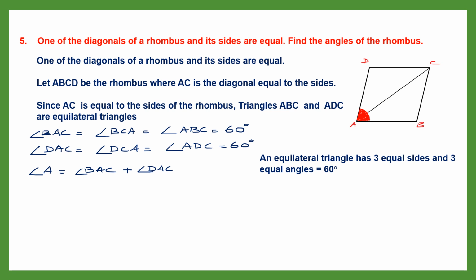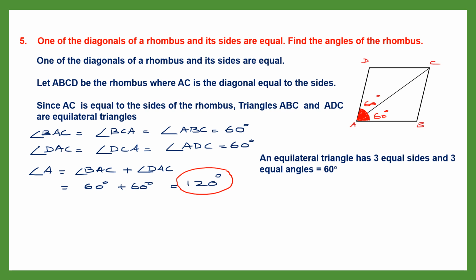Now how much is that? Let's have a look. Angle BAC is how much? 60 degrees. Angle DAC is how much? 60 degrees. So let's write that. So that will be 60 degrees plus 60 degrees, which is 120 degrees. So we have found the value of angle A. Angle A is 120 degrees. How do we get that? This is 60 here and 60 here.